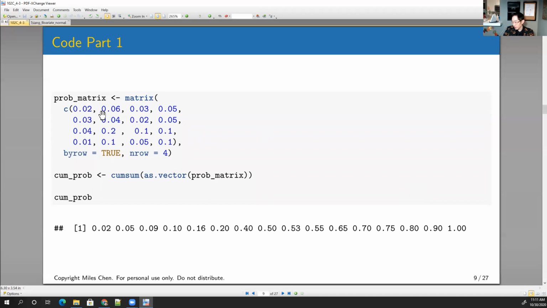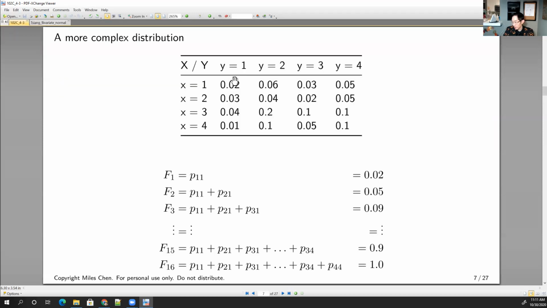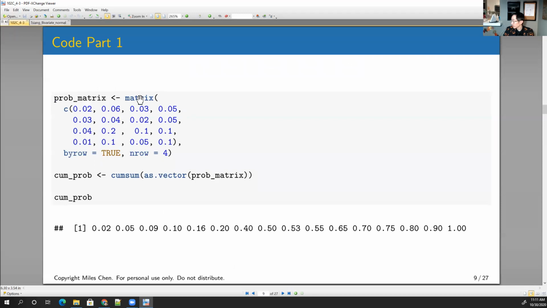All right, so first I'm going to enter the probability matrix, okay? I'm just entering these values, 0.02, 0.03, 0.04, 0.01, 0.06, 0.04, 0.2, 0.1, so on and so forth. They're being entered into the probability matrix here. So here I've got just a vector of 16 values, and I'm going to enter this by rows. Number of rows is 4.